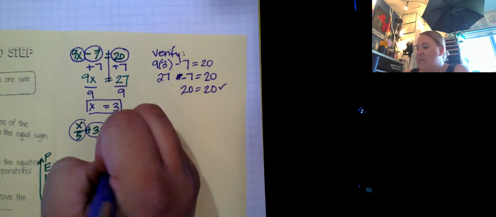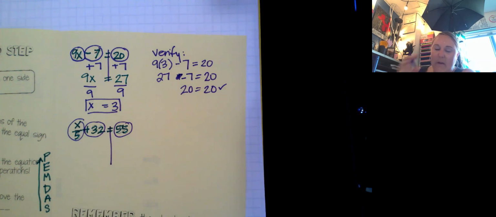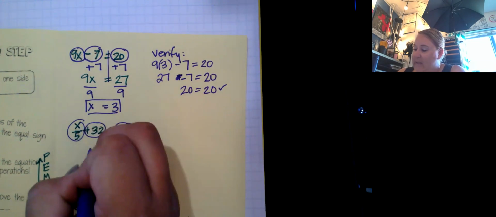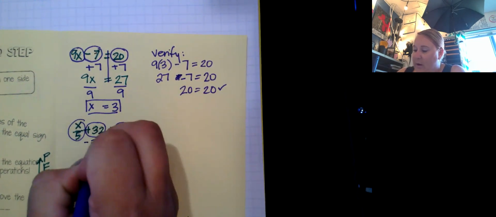Our second equation looks a little bit scarier. Bigger numbers, and we have a fraction in there. Fractions are still just division, guys, so don't get panicked about that. So here's our 3 terms. Here's my equal sign, so I'm going to draw my line down. Remember, we always want to do our adding or subtracting first. So I see plus 32 on the side with the x. I want to get rid of that, so I'm going to subtract 32 from both sides.